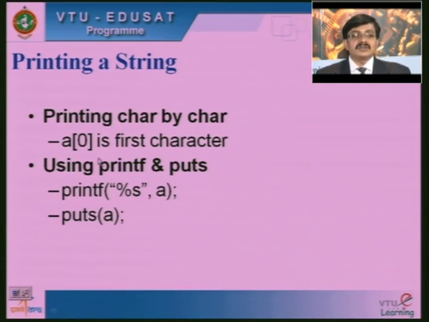So a[0] is the first character, a[1] is the second character, a[2] is the third character, and so on. Or I can print the string by making use of the printf function, or I can make use of puts. puts is an unformatted output statement, whereas printf is a formatted output statement. When I am printing the string, I make use of the null character.